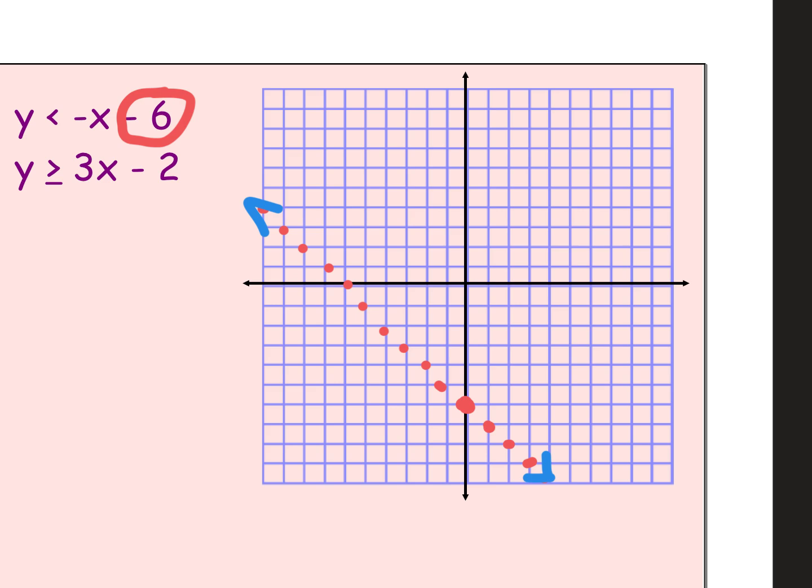Now, if it was meant to be a solid line like this one, you do have to draw a line through it. But for the top one, it says less than, so I'm going to shade below it like this. Notice, you don't have to shade all the way over the whole graph. Just shade a little bit in that direction. All right. Now the other one.